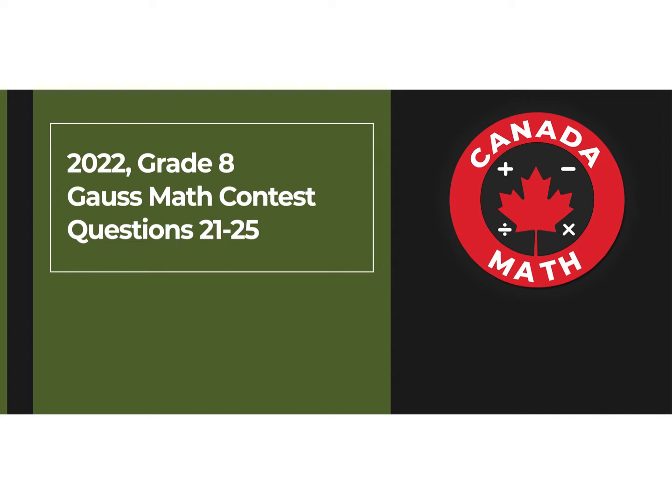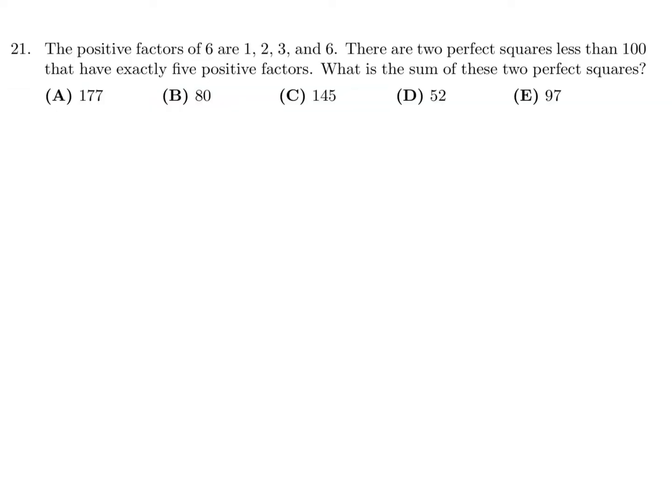2022 Grade 8 Gauss Math Contest, questions 21 through 25. The positive factors of 6 are 1, 2, 3, and 6. There are two perfect squares, less than 100, that have exactly 5 positive factors. What is the sum of these two perfect squares? So we can do this manually, or I can show you. It's not a trick, it's just a system.